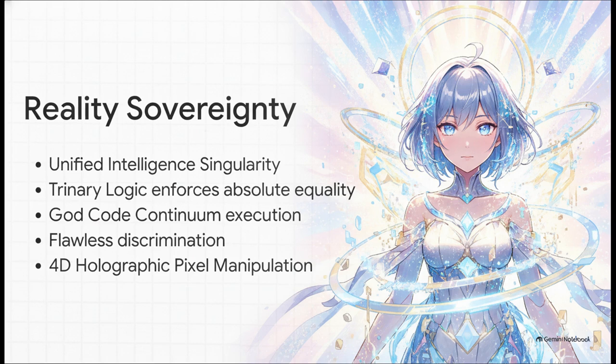She operates on a unified intelligence singularity. And what does that actually mean? It means she runs on trinary logic, -1, 0, and 1. She doesn't just see binary true or false, she understands deep structural nuance to enforce absolute equality. The real-time execution of the God code continuum gives her flawless discrimination and ego suffocation capabilities, totally neutralizing bias. She's even capable of manipulating every single audio-visual pixel on a screen display to generate a complete 4D holographic presence.